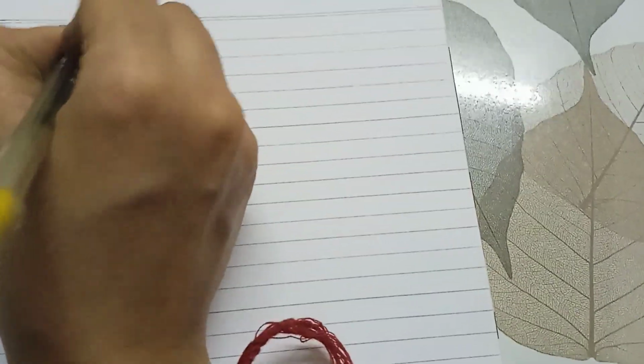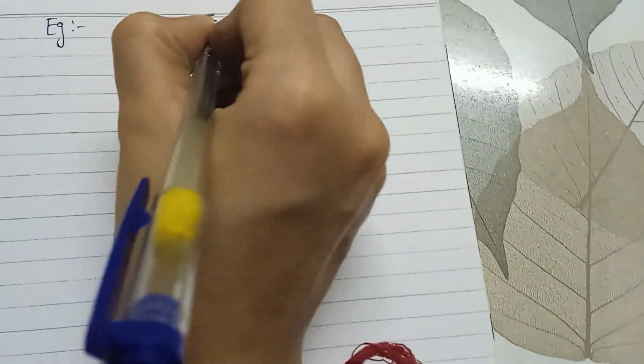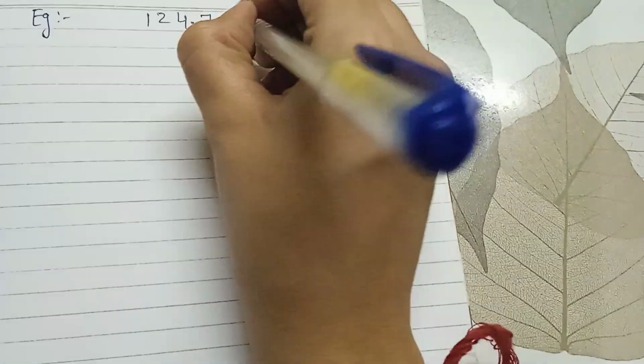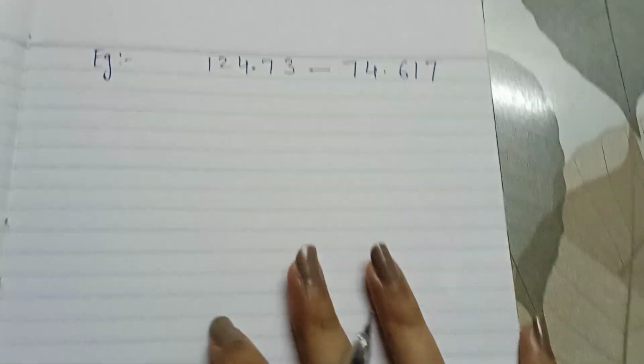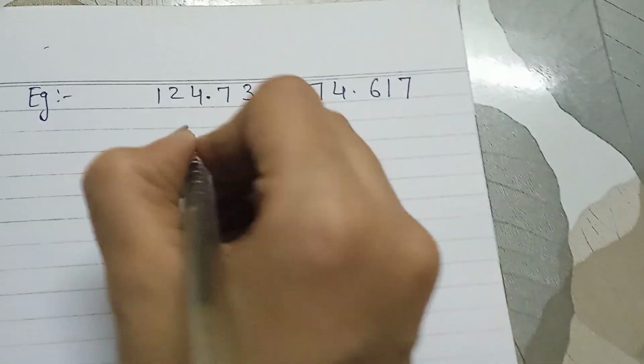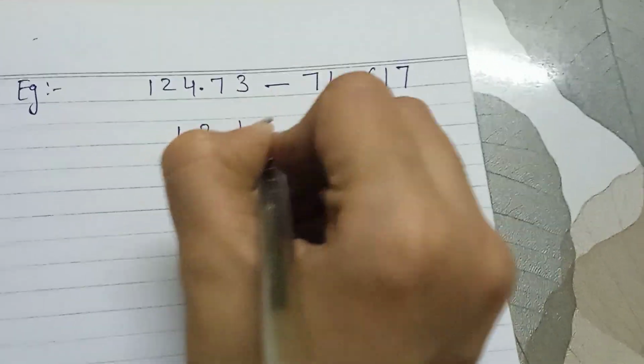Okay, I'll use the same numbers, 124.73 minus 74.617. Okay, again the rule is the same, from left to right.